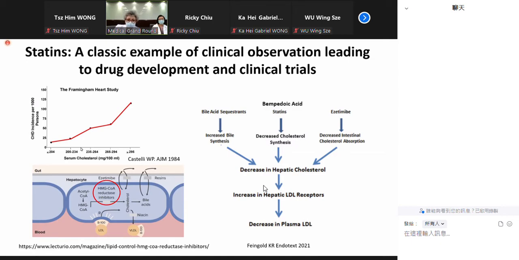And this is subsequently followed by other mechanistic studies, trying to show in animals how lipids can cause atherosclerosis. And in 1987, a Japanese scientist discovered a statin, which is lovastatin, and this was really the first class of drug. And once you have a drug, then you can start intervening, and that's why drug development is very important.